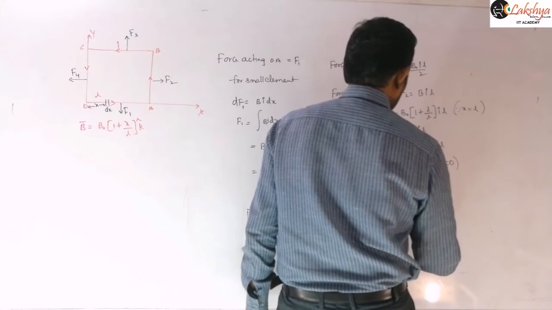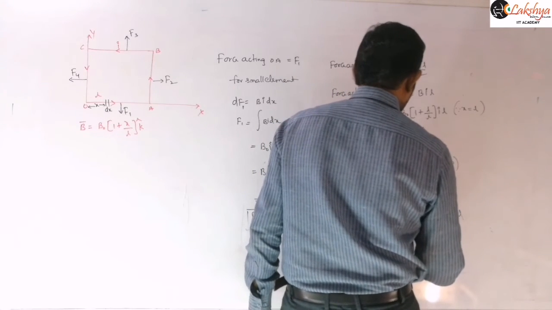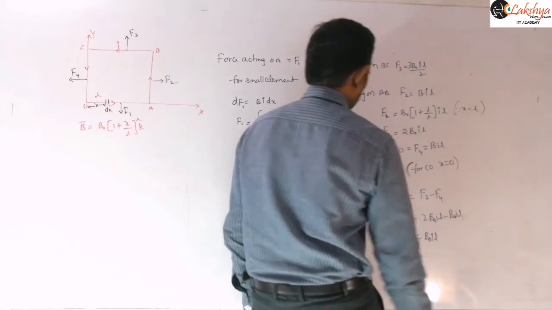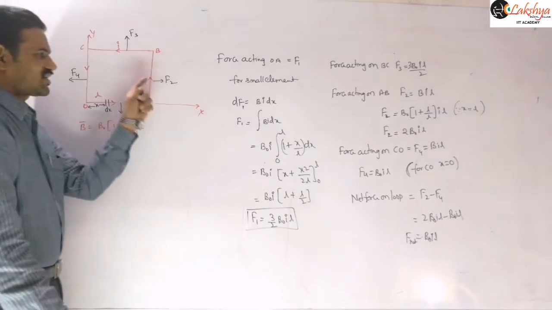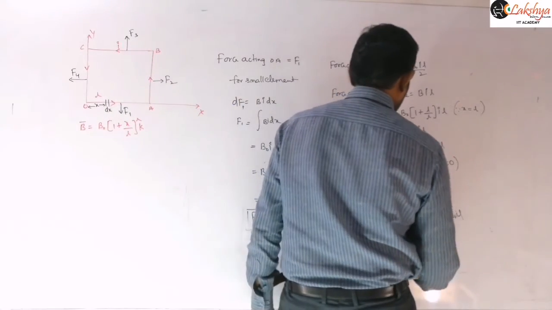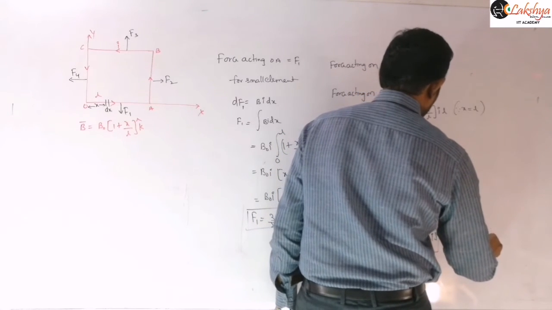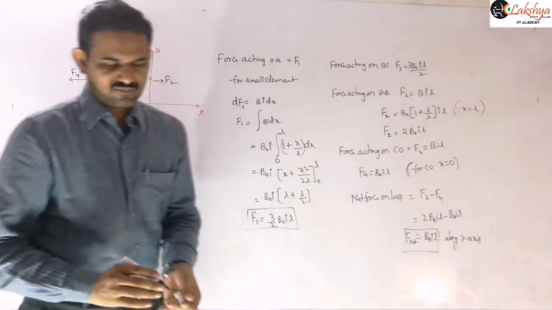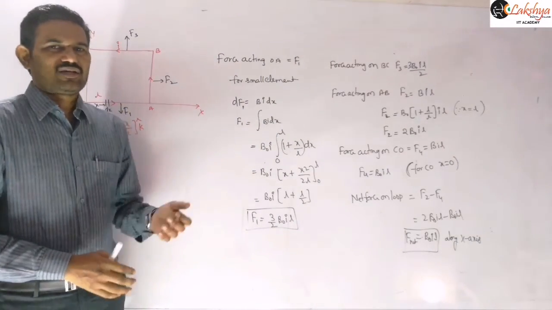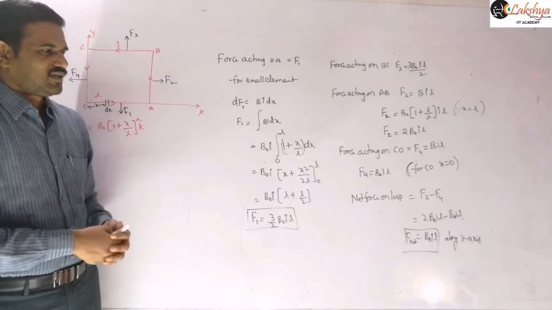And so this will be 2 B naught into IL minus B naught into IL, so it will be B naught into IL. So this is the net force acting on the loop. And if they ask the direction, it is along the F2 direction, which is the positive x direction. So this net force is along the positive x-axis. So that is the direction of that force, right? If a variable field is given, then like this we need to solve for the force acting on these different conductors.